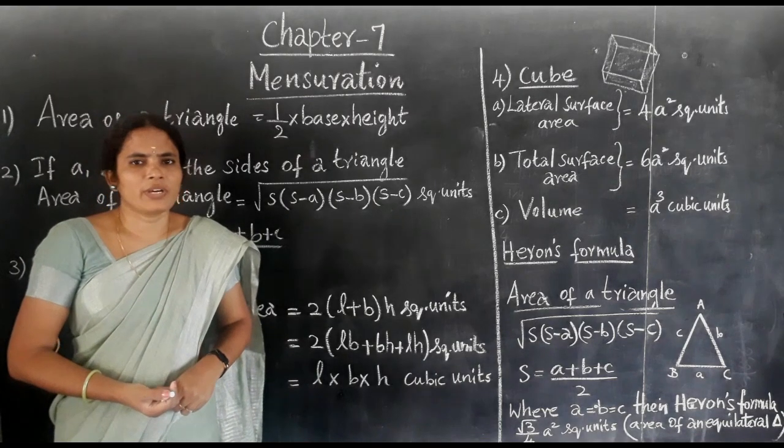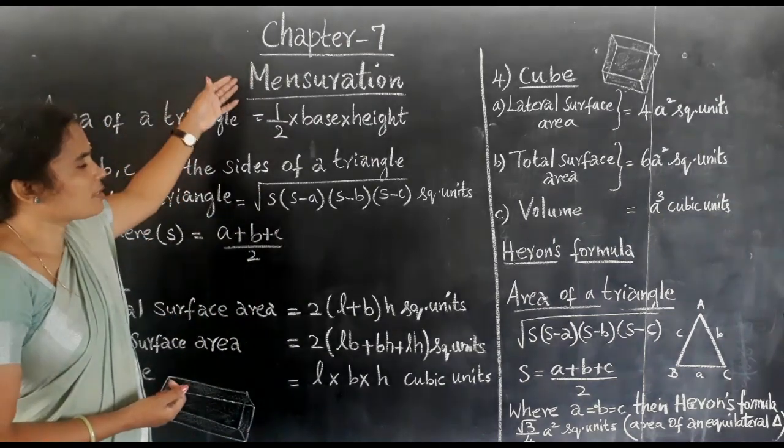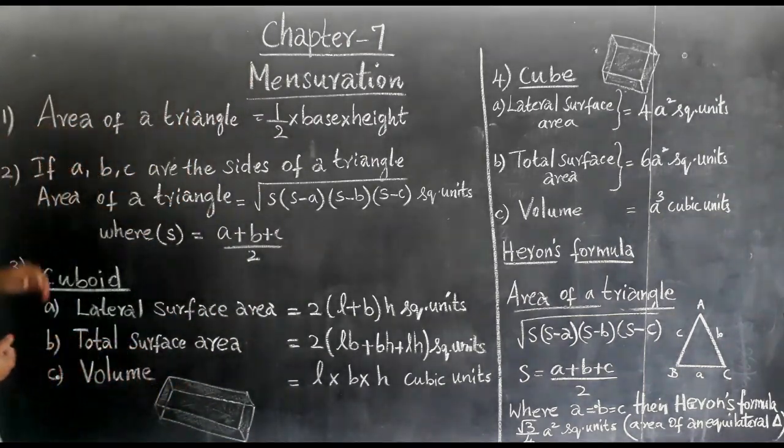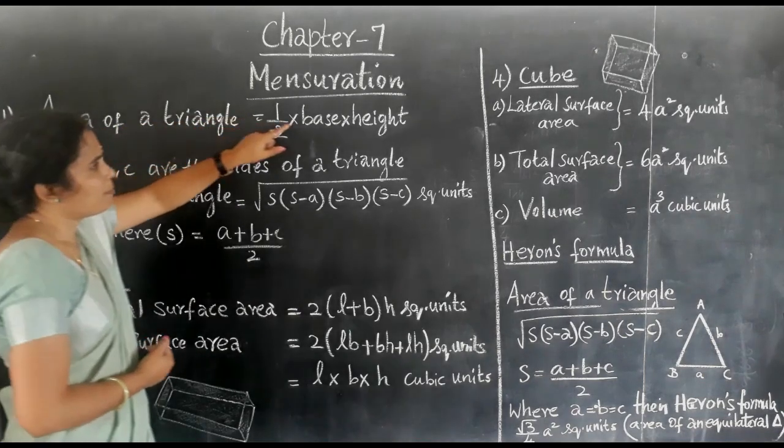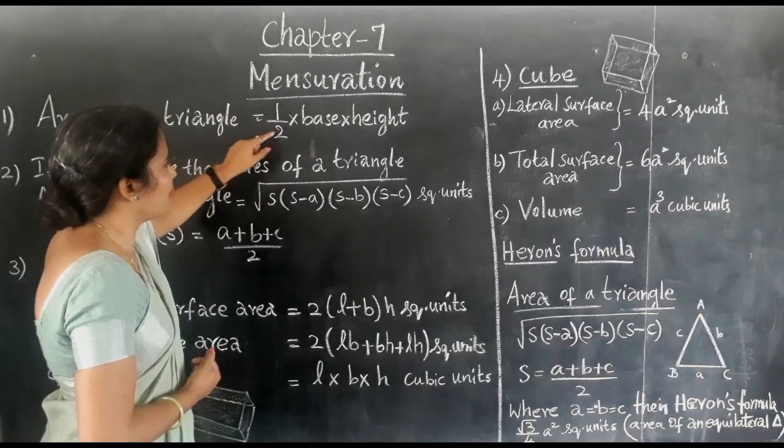Hi students, today we are going to learn chapter 7 mensuration. Before moving to the exercise, now let us learn a few formulas. Area of a triangle is half base into height, that is half BH.